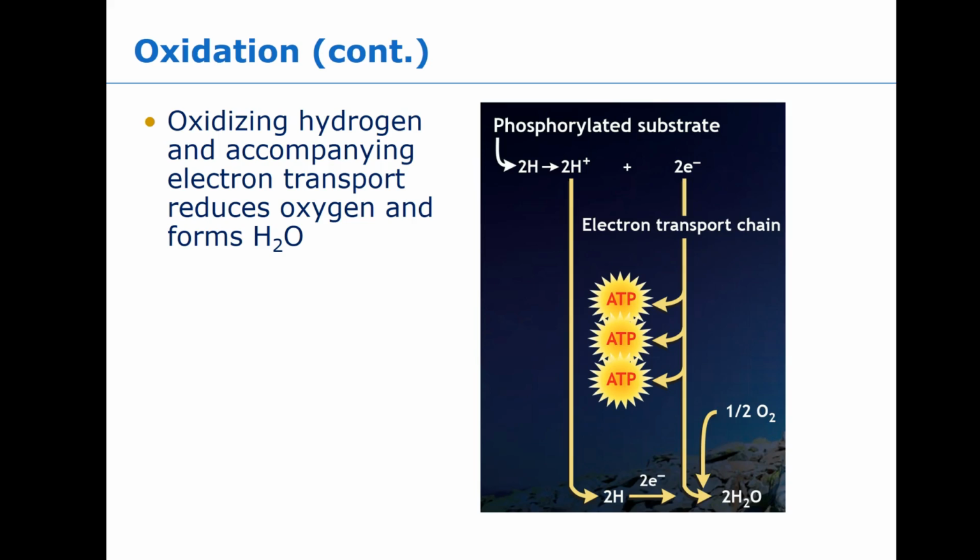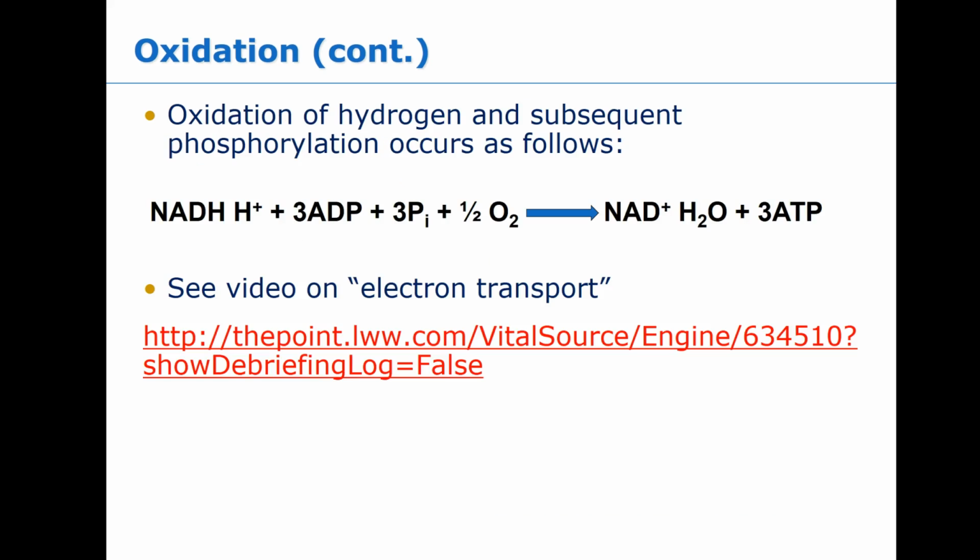I don't want you to get too scared by the next couple of graphics that come up, because what they do is describe the electron transport chain, and they show the oxidation, the gaining and losing of electrons as they are passed down this electron transport chain to aid in phosphorylation. This is a picture of oxidizing hydrogen and accompanying electron transport that reduces, remember, gains, oxygen and forms water. So the oxidation of hydrogen and the subsequent phosphorylation looks like this big scary formula. Don't get intimidated by this formula.